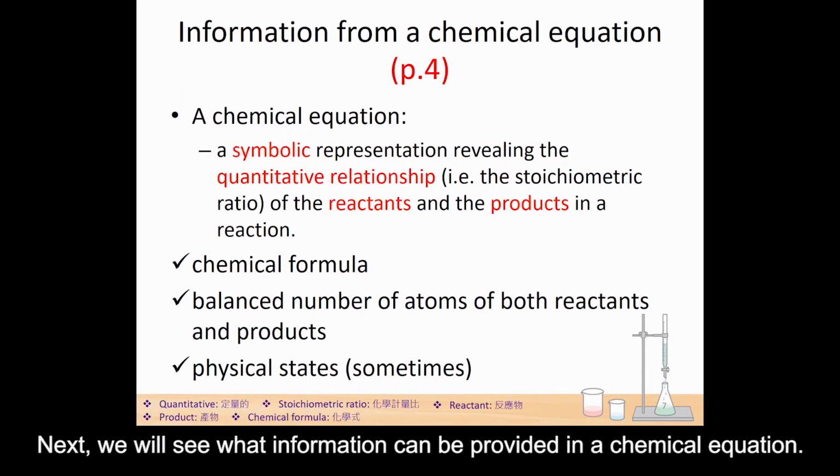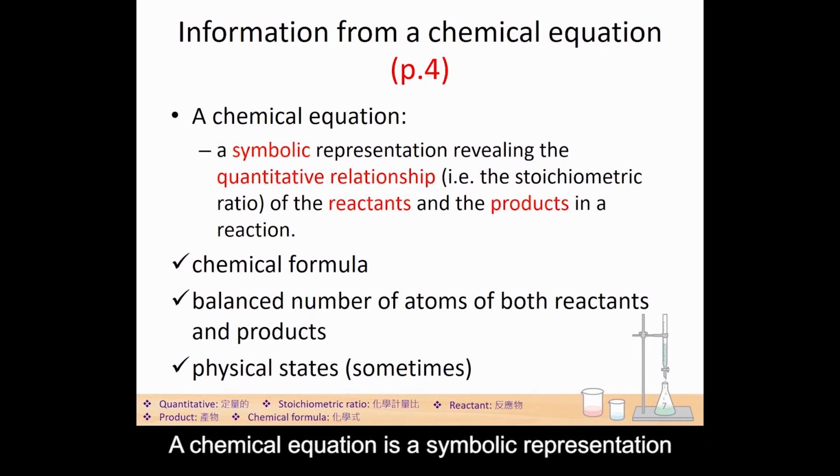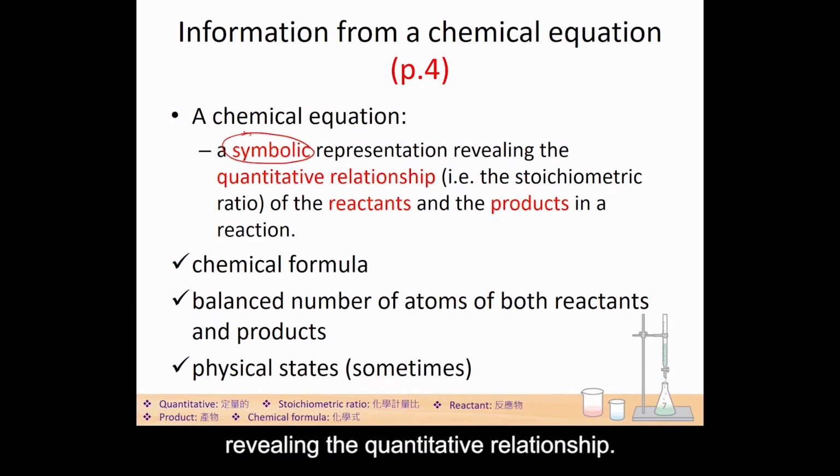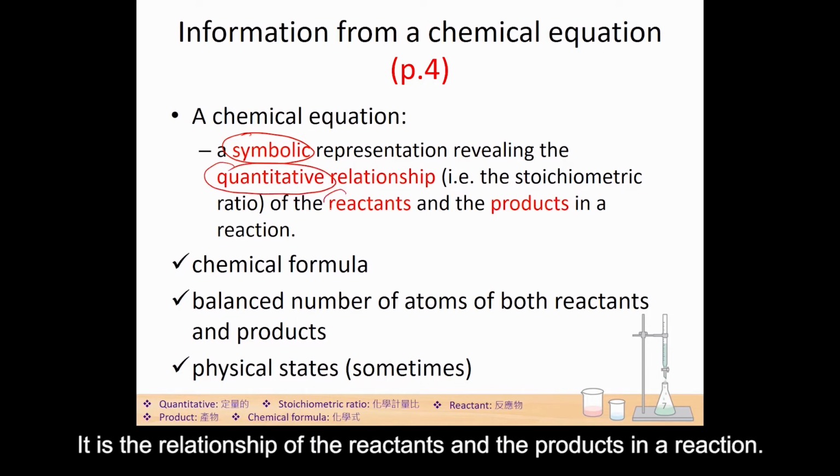Next, we will see what information can be provided in a chemical equation. A chemical equation is a symbolic representation revealing the quantitative relationship. What is a quantitative relationship? It is the relationship of the reactants and the products in a reaction.